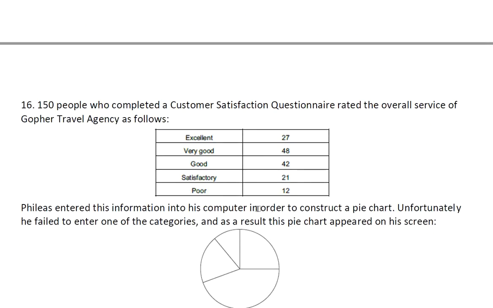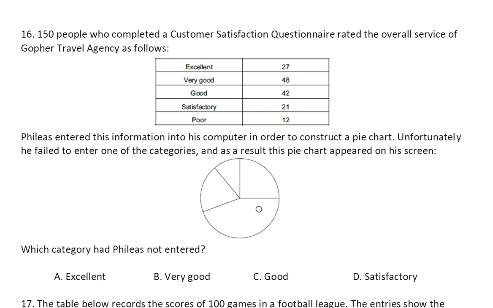All right, next question makes use of some graphical information. 150 people who completed a customer satisfaction questionnaire rated the overall service of Gopher Travel Agency as follows. So you've got the data there, should add up to 150. Let's just check. 75, 117, 138, 150.